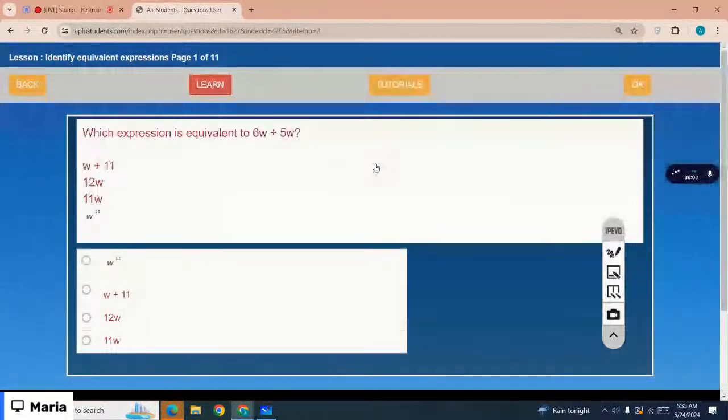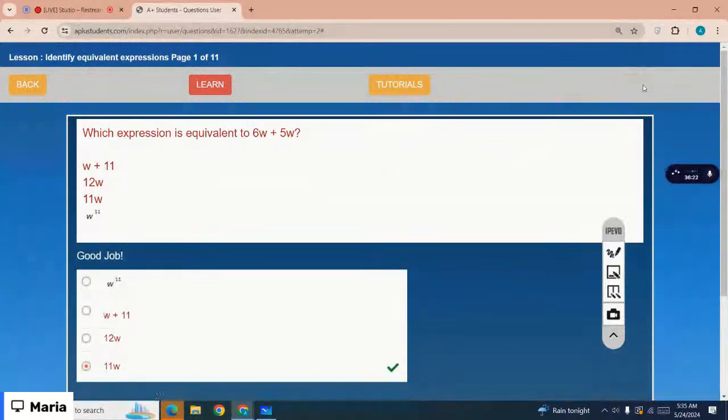Which expression is equivalent to 6w plus 5w? So which is the correct option? You have to add the coefficients. So 6 plus 5 is 11. So that is 11w. Option number 4 is the correct option. 6w plus 5w equals 11w, right?